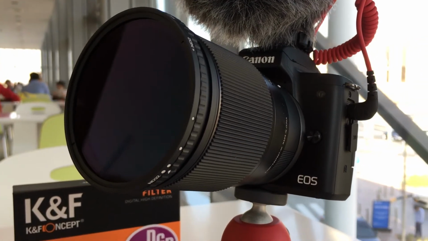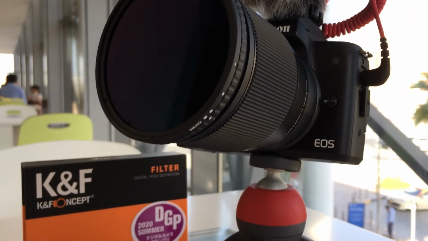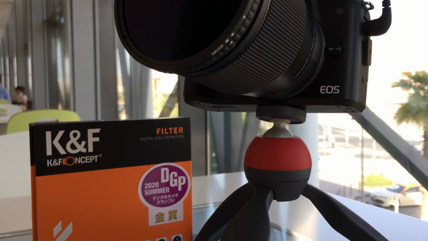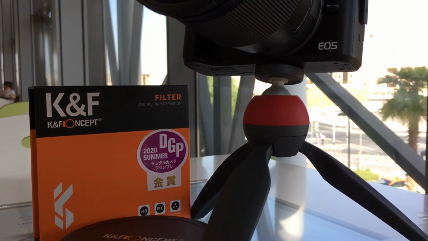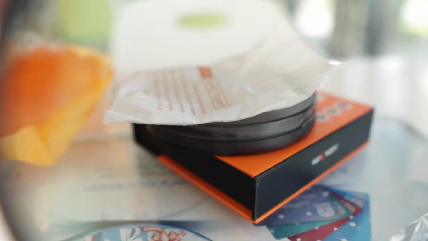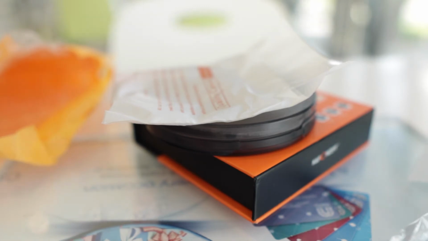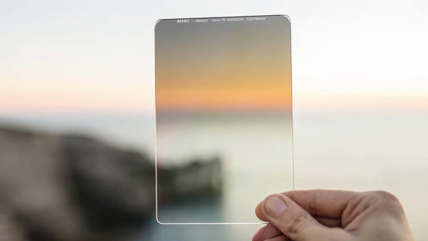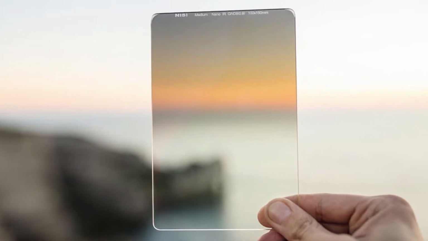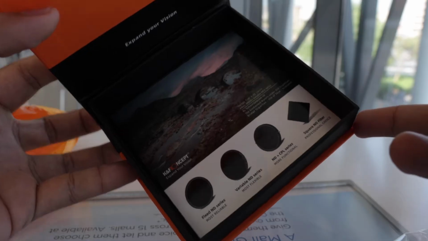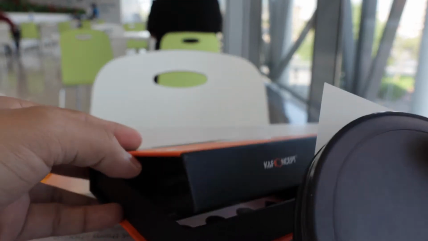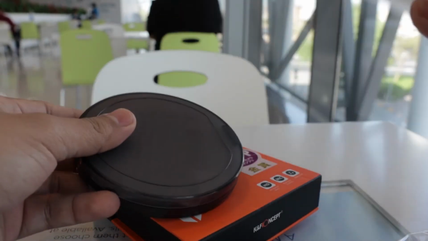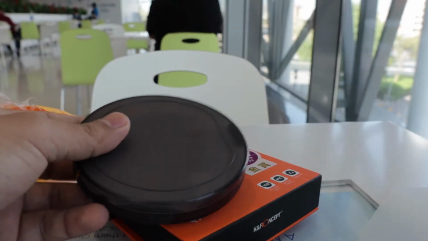So what is a variable ND filter anyway? A variable ND filter is mainly used by videographers, so it helps to manage your camera settings in some situations, especially if you shoot outdoors in the daytime. There are several types of ND filters, like the solid ND filter and the gradient ND filter, which is commonly used for photography. At this time, a variable ND filter is the best option for us to utilize the exposure in a fast and easy way.